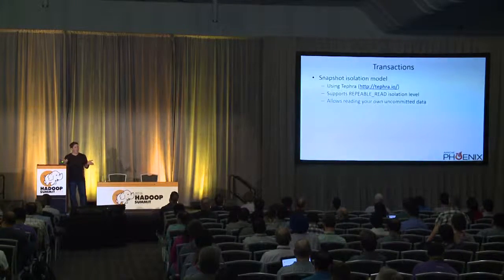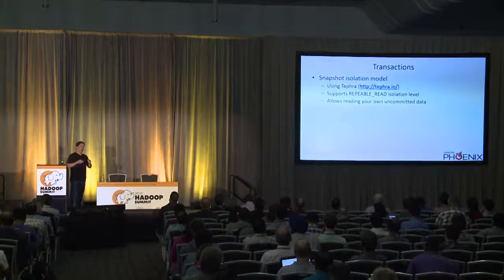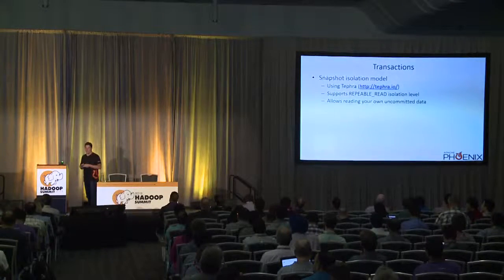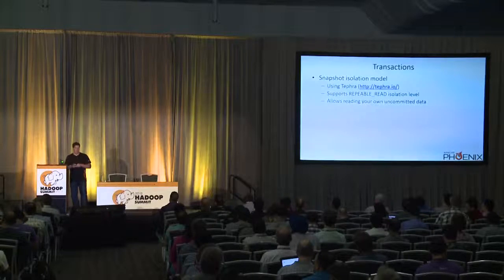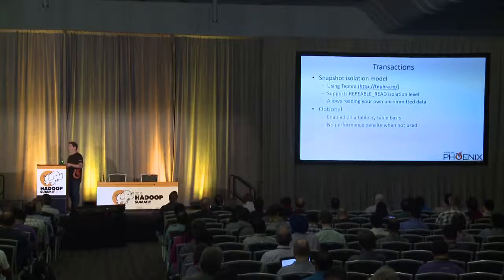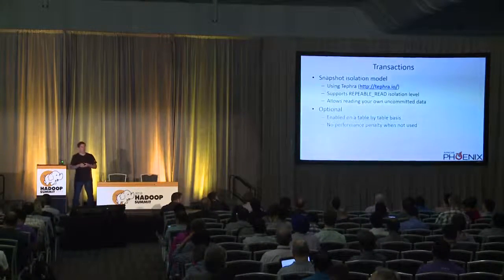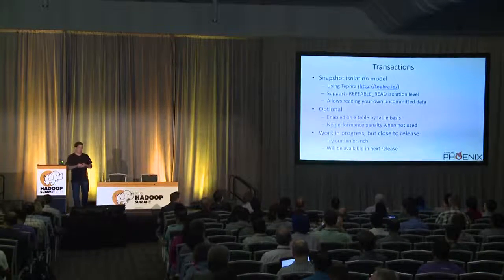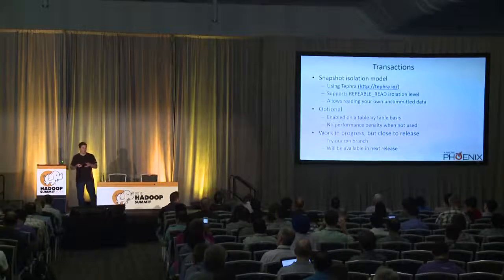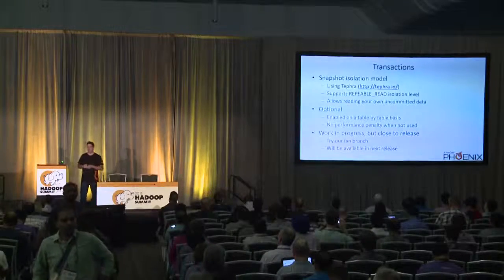We'll support a repeatable read isolation level. And we'll also allow you to read your uncommitted data, which today Phoenix doesn't show you. You have to actually commit it first. It's optional, so if you don't want to use transactions, you won't take a performance hit at all. And it's enabled on a table-by-table basis. So it's a work in progress, but it's pretty far along. It's in a branch, the TXN branch. I encourage you all to give it a try.